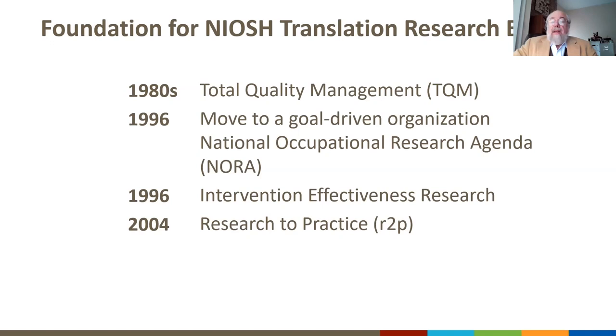This builds on a history throughout NIOSH. In the 1980s, we had total quality management, which aimed to improve impact through continuous improvement. Then we moved to the NORA era, and you're all familiar with that. It's a goal-driven approach so that we're doing the most important things. In the 90s, one of the critical goal areas was intervention effectiveness research. We're going to build on that today. And then finally, in 2004, the principle that really drives NIOSH activity, that we want to put our research into practice. So you're going to hear today, not so much about R2P, but how to study the processes of R2P.